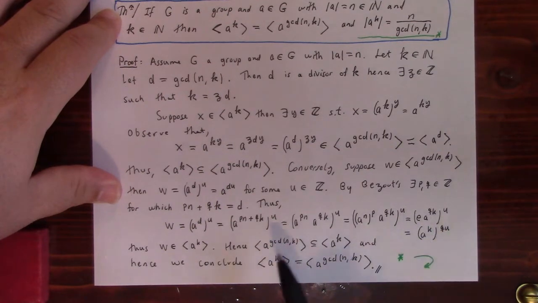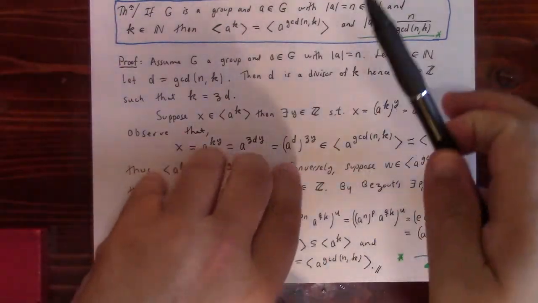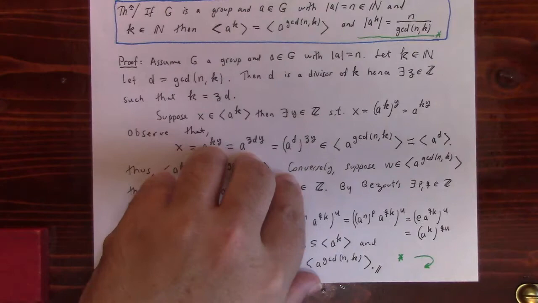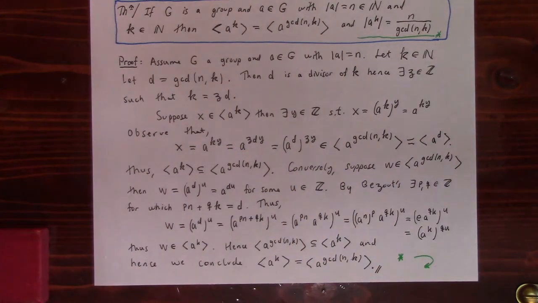But of course that manifestly shows you that w is an element of the subgroup generated by a^k. Hence, this is a subset of that, and we conclude that they're equal. All right, so that brings us to the starred portion of that theorem.